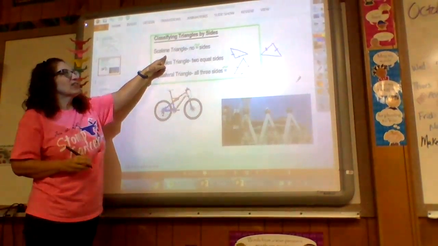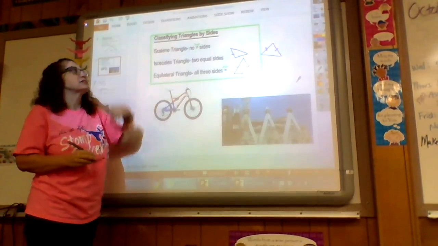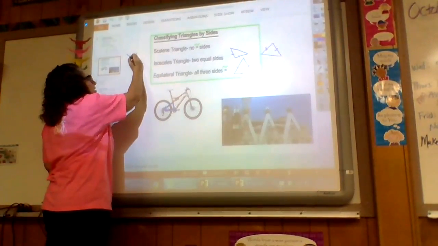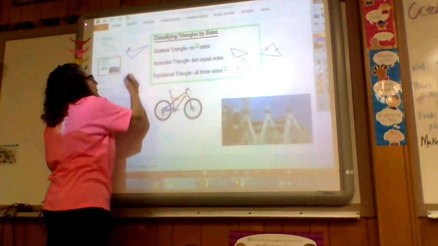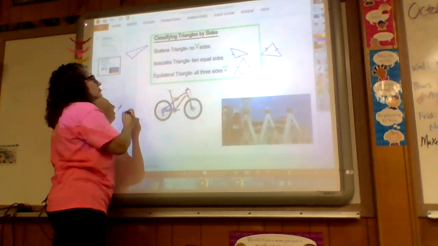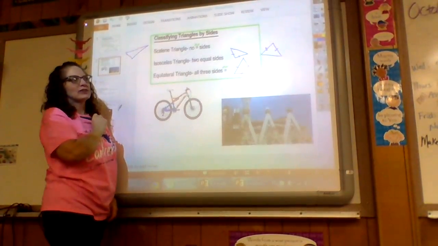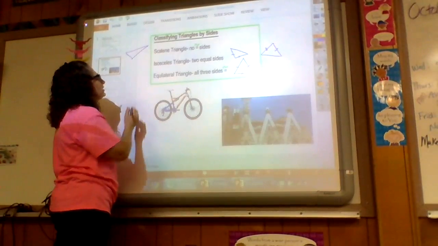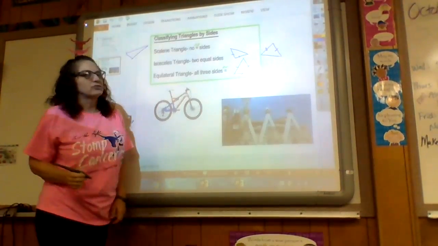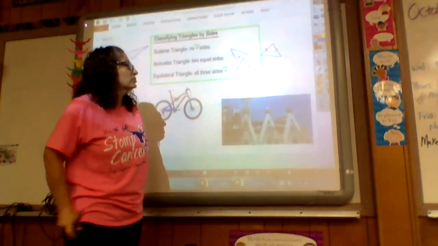We have a scalene triangle with no congruent sides. So they all have a short side, a medium side length, and then a long side. Unless your triangle is a right triangle and isosceles, most right triangles are scalene. So all 3 sides are different lengths.